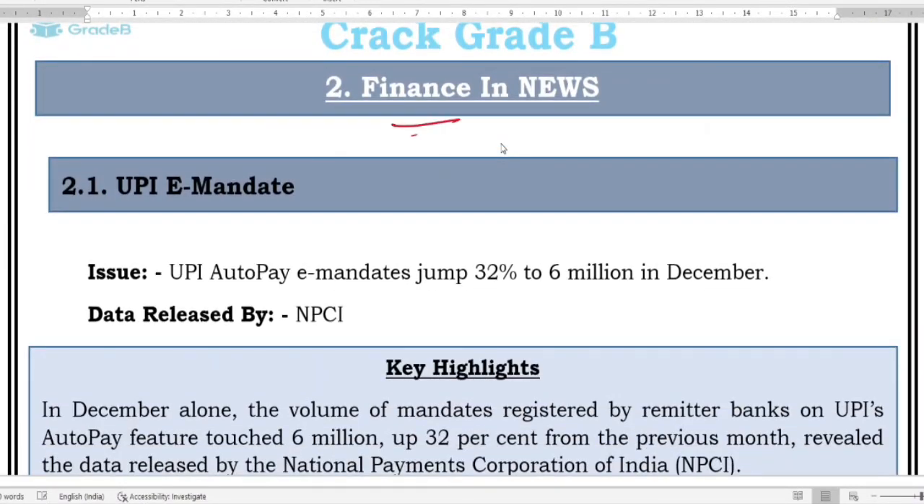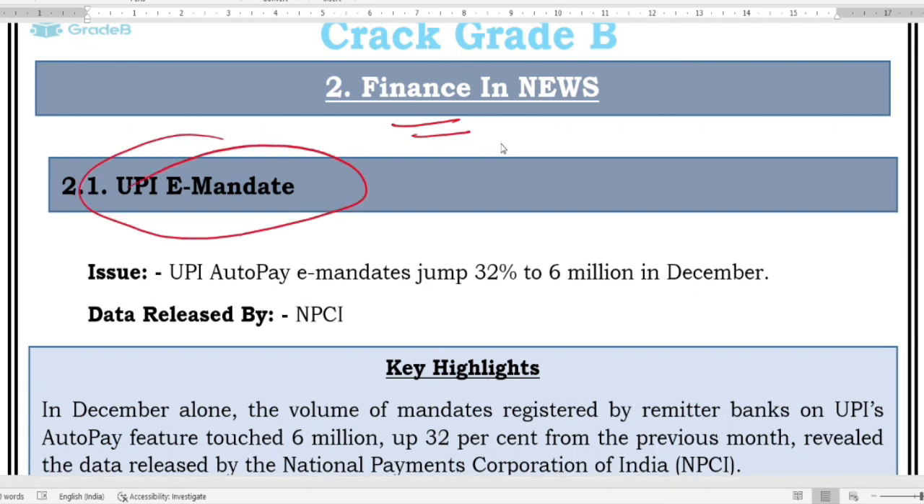Next is financing news. UPI e-mandate. Okay. Now what is UPI e-mandate? Let's learn. How will I explain that? Okay. So let's say you have taken a loan. How do you pay that EMI? Maybe house loan, car loan, bike loan, personal loan. How do you pay that? You pay it because of ECS facility. It auto deducts from the concerned bank account. Am I right? Yes, it auto deducts.